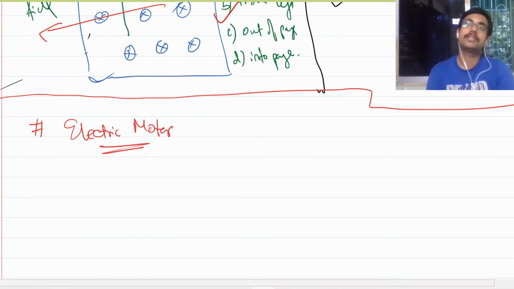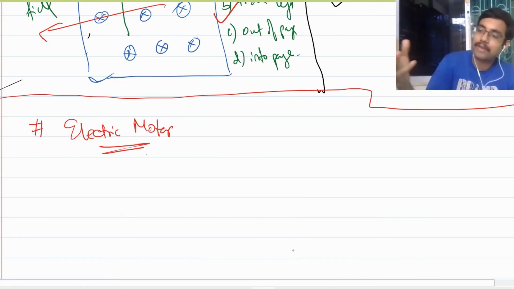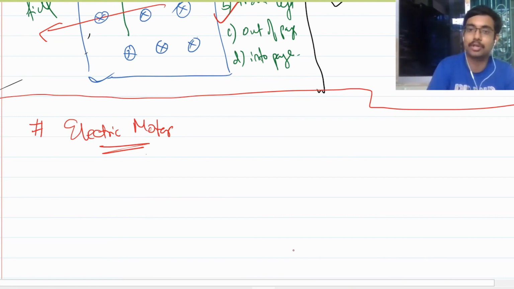What is a motor? Something which rotates. What is an electric motor? Something which rotates with the help of electricity. Like you have your fan here which is rotating. This is because of a motor. You have your table fan, you have your fan. Then you have an exhaust, which is once again an equipment run by a motor.